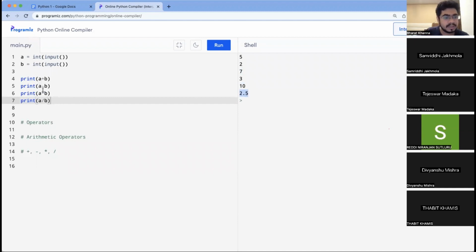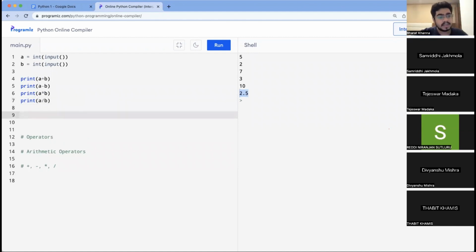One more important thing, whenever we print, it ends with a new line. So it automatically puts the next output in the new line. So we got 7 in the first line, then 3, then 10, then 2.5. Does this output make sense to everyone? Yes or no? 7, 3, 10, 2.5. How we got all four? Plus, minus, multiply, divide. Okay, great.